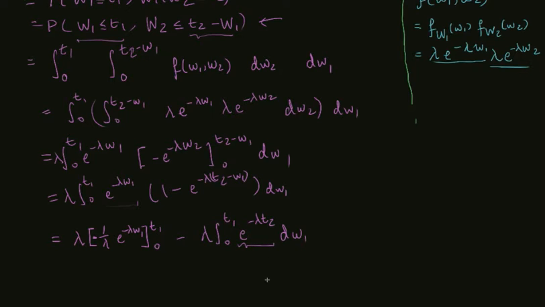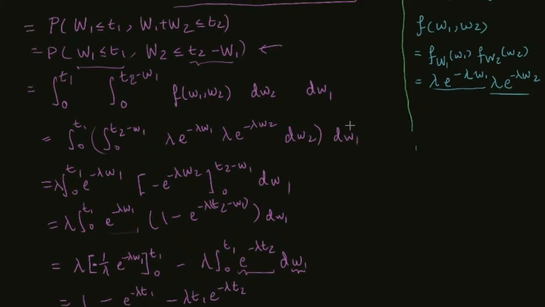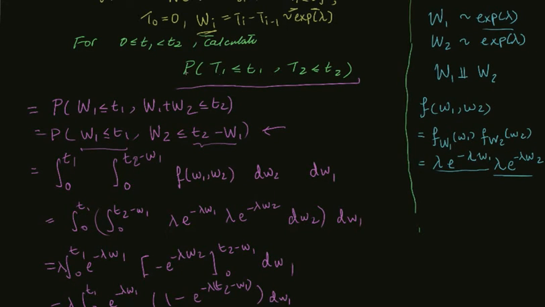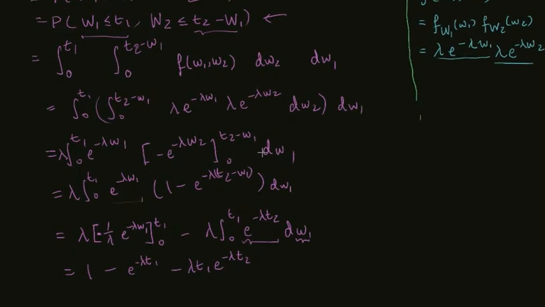And since the integrand does not depend on the integrator, this integral is just the integrand multiplied by the length of the interval. So in the end, what I get is 1 minus e to the minus lambda T1 minus lambda T1 e to the minus lambda T2. And that is what I get as the expression for the probability that the first arrival time is smaller than T1 and the second arrival time is smaller than T2 for T1 less than T2. Okay, so that was one way to calculate this, and very straightforward.